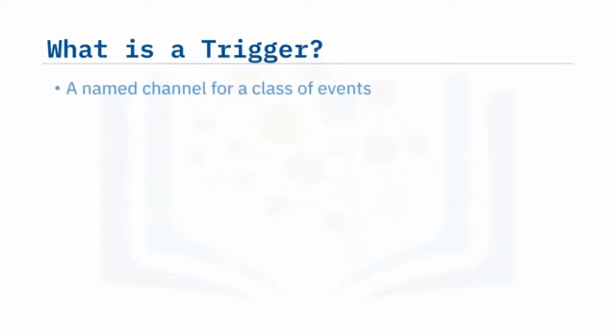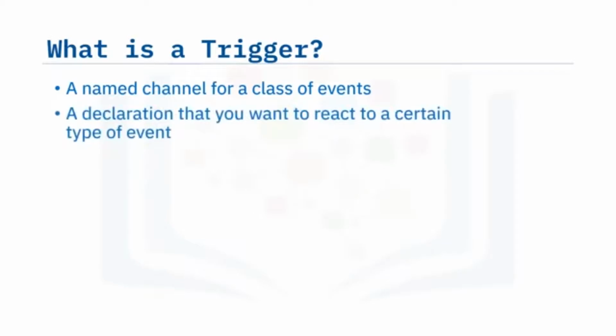A trigger is a named channel for a class of events. A trigger is a declaration that you want to react to a certain type of event, whether from a user or by an event source.